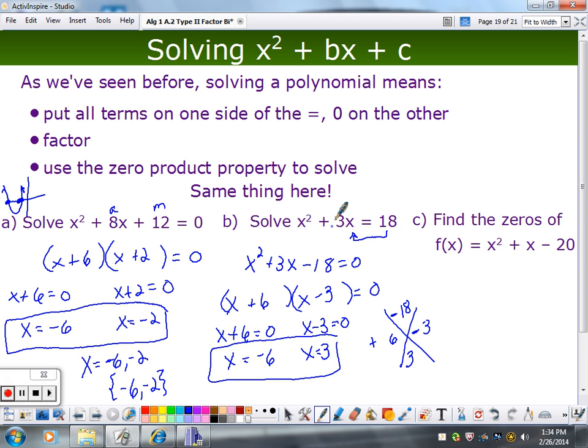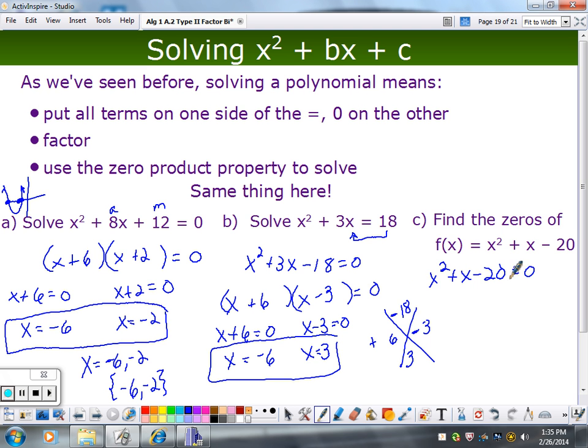And now it's a different question, but I think Quinn pointed out that this is really the same question. So Quinn, how am I going to set this up? F of x is x squared plus x minus 20. How can I find the zeros? X squared plus x minus 20. Excellent.